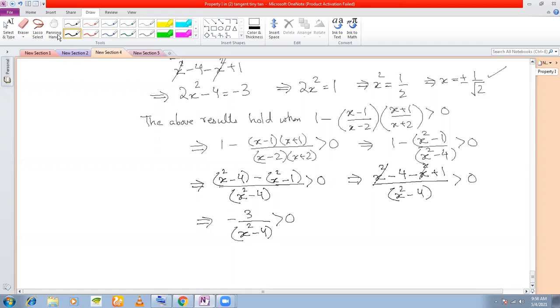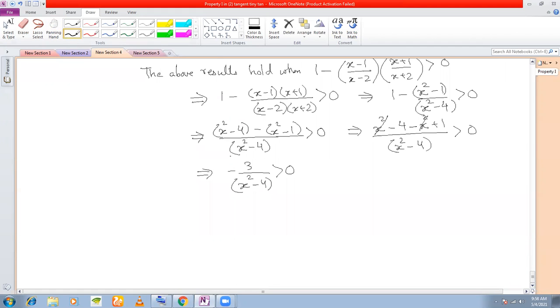Now how to solve this inequality? See, in the numerator you have a negative number, minus 3. And this fraction here is positive, greater than 0. That means this denominator has to be negative. Only then the fraction will be positive. That means x square minus 4 is less than 0. Is this clear or not? No problem in this part? Okay. So if x square minus 4 is less than 0, that means x square is less than 4.